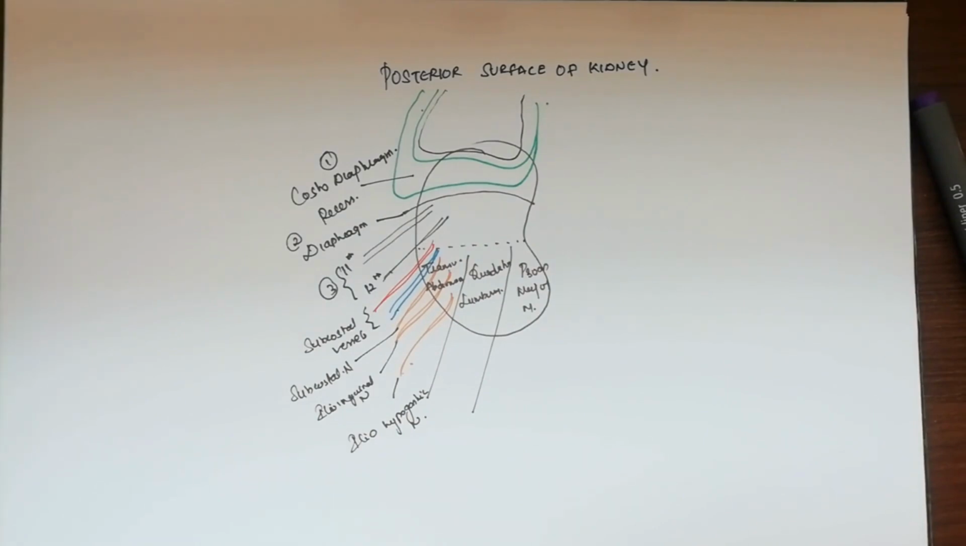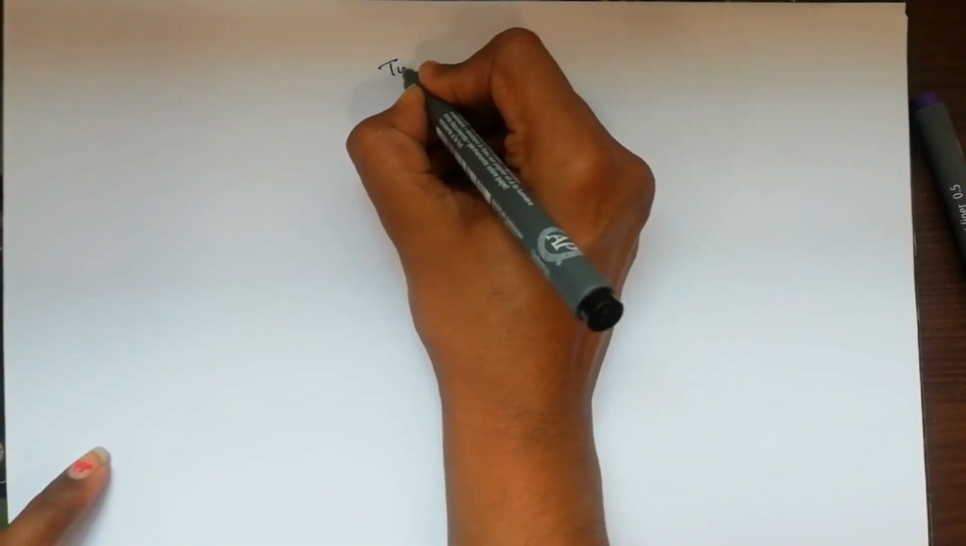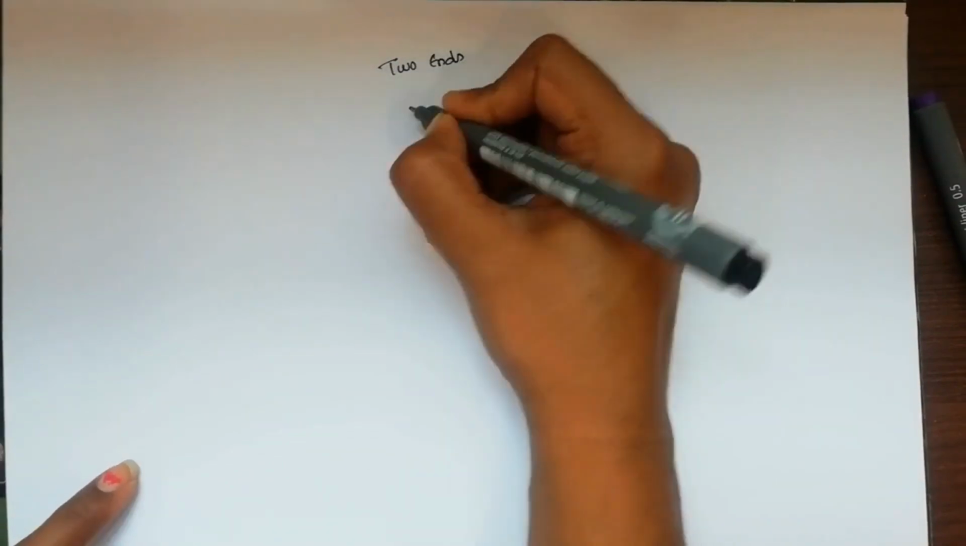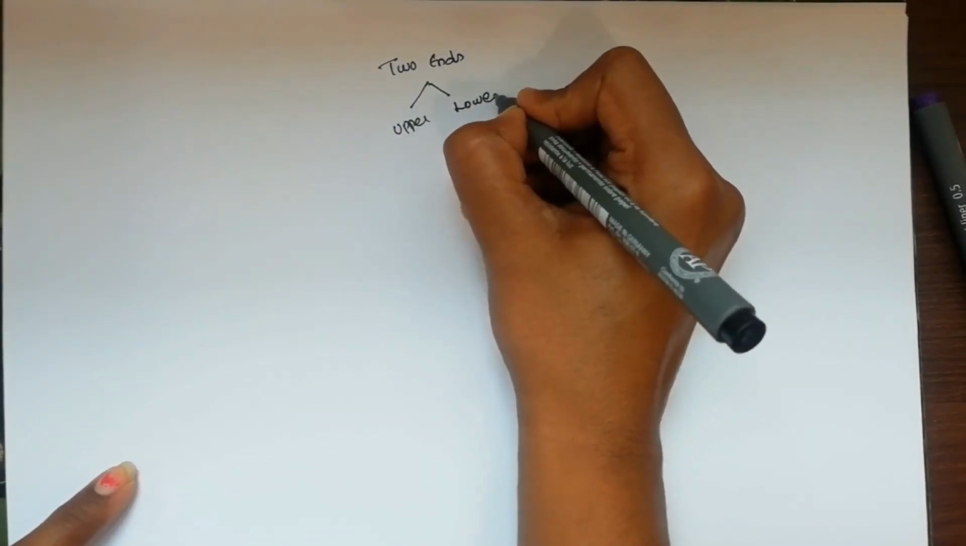Now we have seen details of surfaces, that is anterior and posterior surface, how it is differing in right and left part, and now we have related the posterior surface where the relations are same in both right and left kidney. Now we will move on to another part of kidney, that is ends of the kidney. Talking about the ends of kidney, we have got two ends. Two ends, as you already know, we have got upper and lower end.